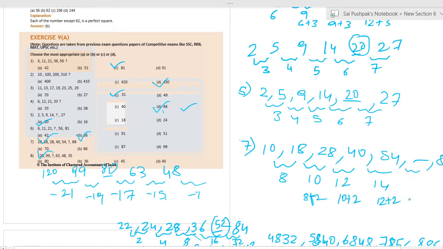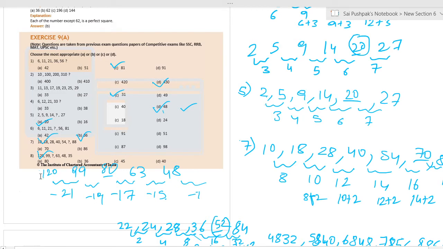Next. What will be the next difference? 14 plus 2. It is 16. So 54 plus 16 is 70. You can check here. The next difference will be 16 plus 2, that is 18. 70 plus 18 is 88. Okay. So that's how we need to solve.